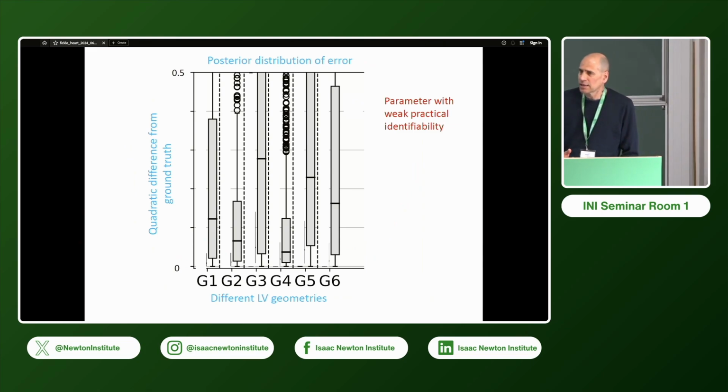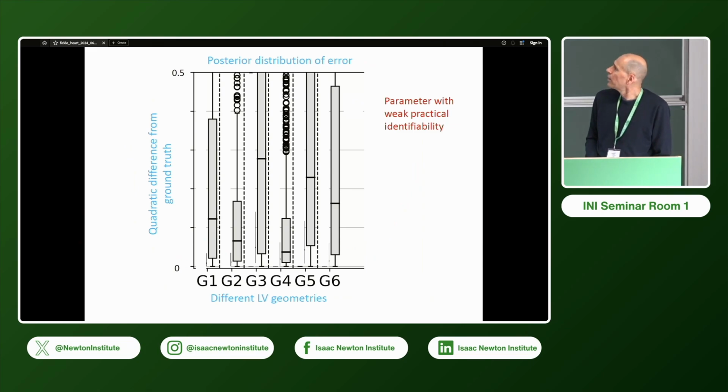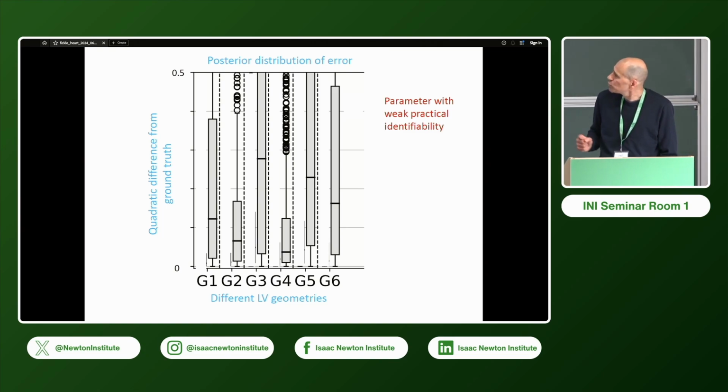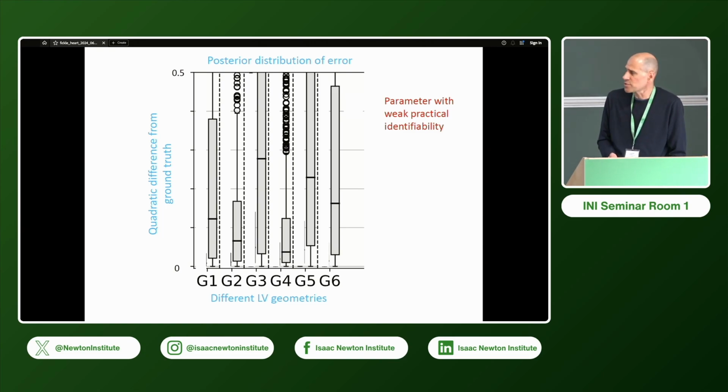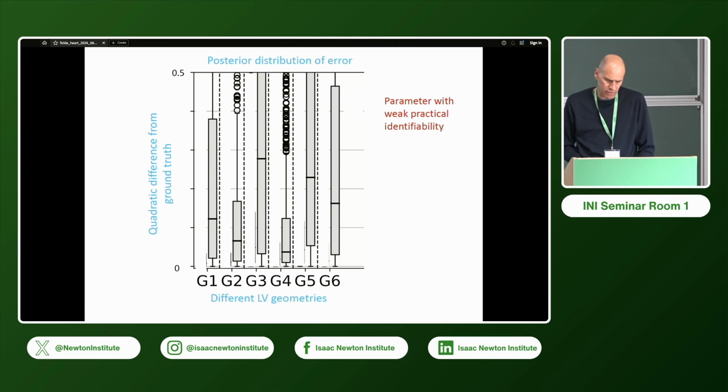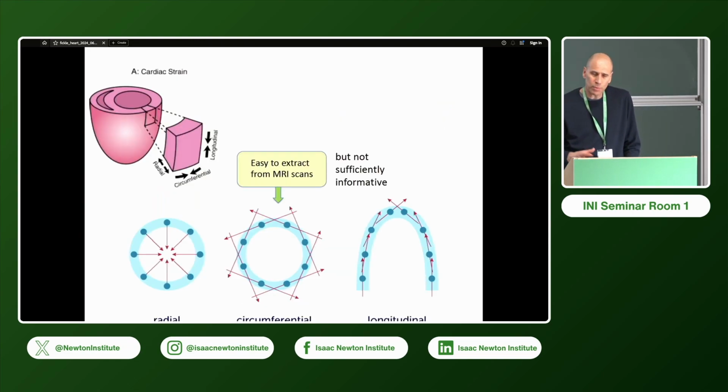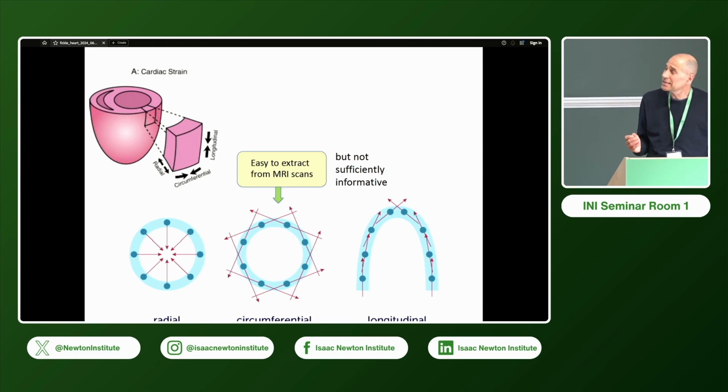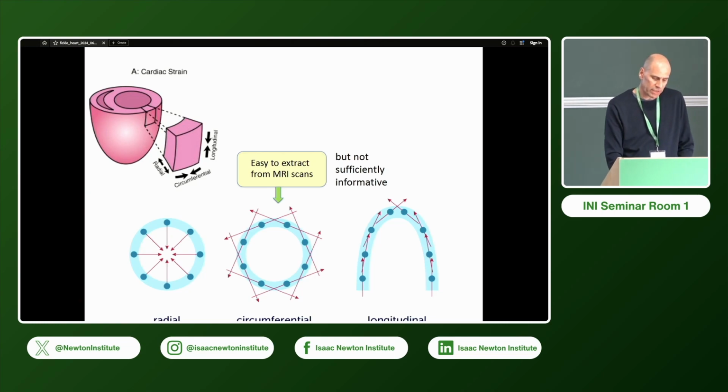The bad news is, here's a parameter that we cannot really properly infer. We see the posterior distribution of the quadratic difference from the ground truth value. So the best value would be to have a delta spike sitting at 0. A larger value indicates that we have low accuracy, poor estimation, and also the uncertainty is quite high. That is repeated for 6 geometries from 3 different healthy volunteers. And that's not too surprising, because the circumferential strains don't have any information about the elasticity in the perpendicular direction. So they're not sufficiently informative to give you all the parameters.